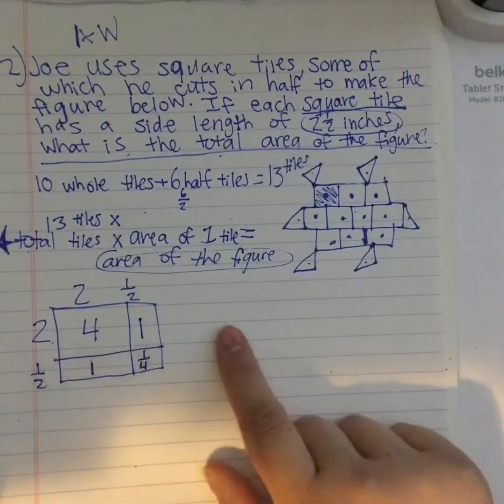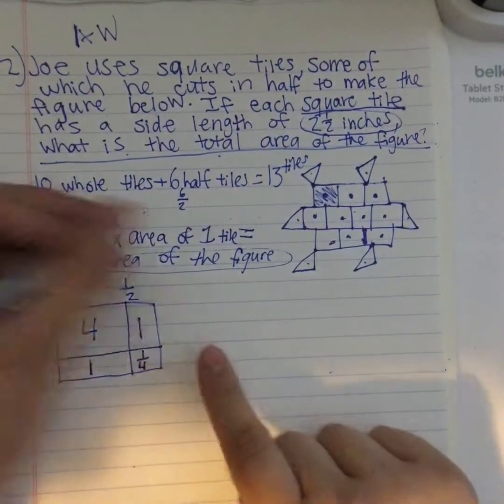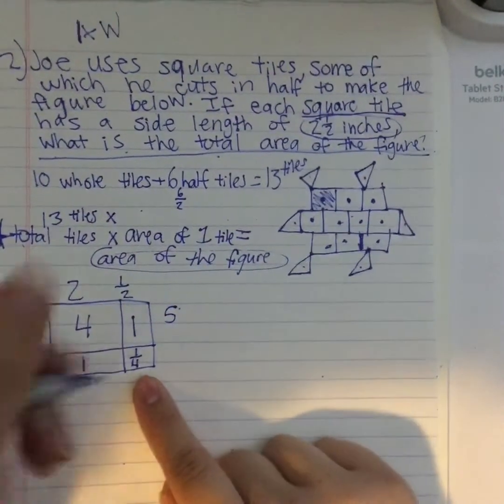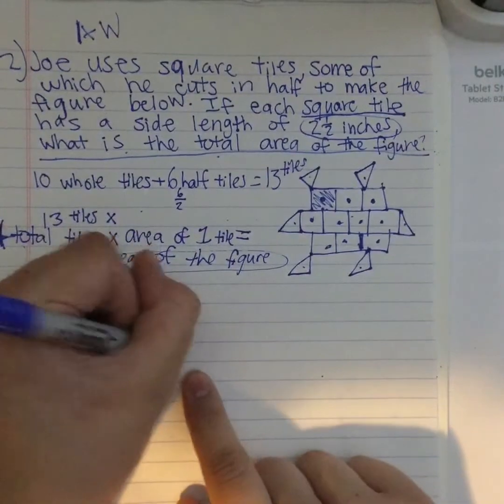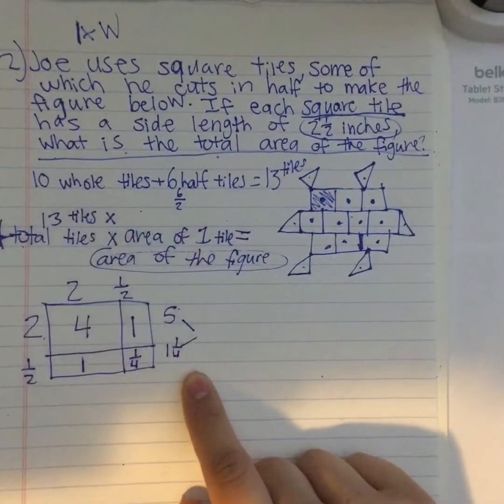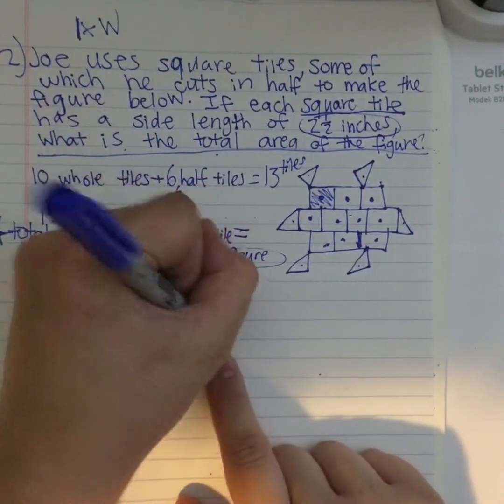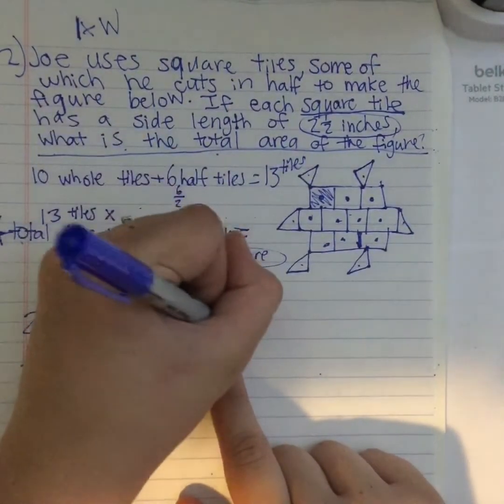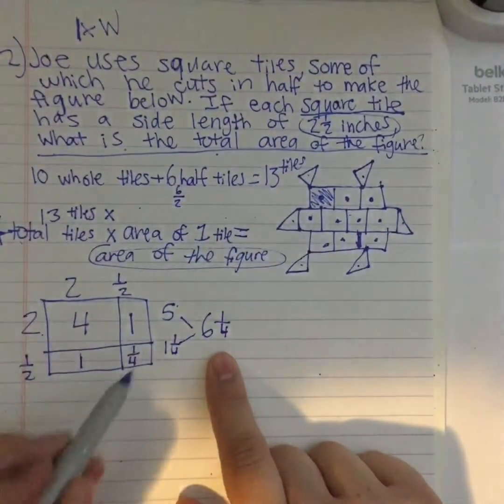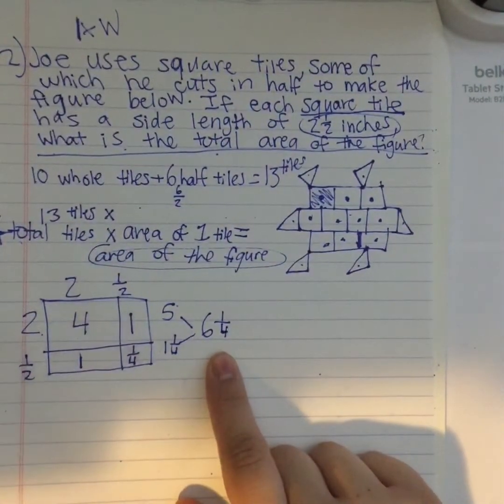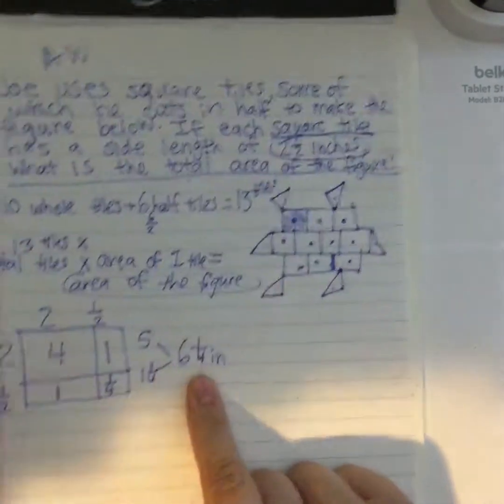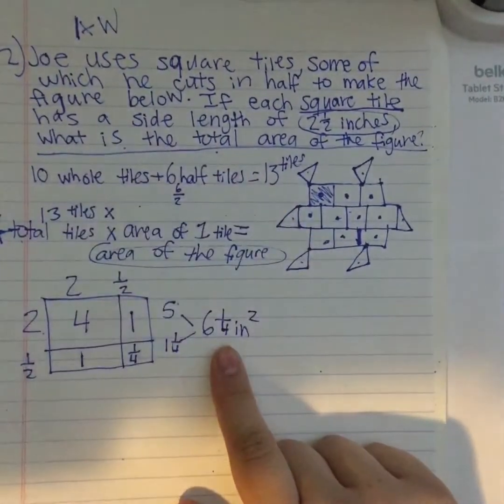Now I'm going to add across the top. 4 plus 1 equals 5. 1 plus 1 plus 1/4 equals 1 and 1/4. These added together are 6 and 1/4. Now we're working with the area of this tile, so we're working with this area model, area of the tile. So that's inches, because it says in the problem set we're working with inches squared.